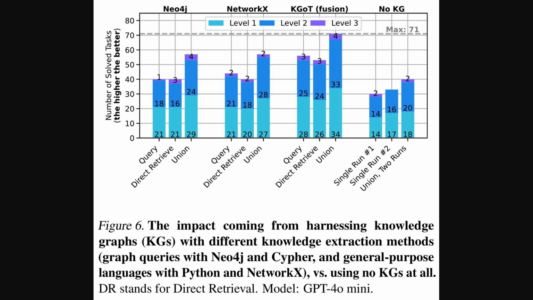Right, so building on those overall performance numbers, this figure really hammers home the value of the knowledge graph itself. It breaks down results using different graph backends like Neo4j and NetworkX, and different ways to get the answer out, like query or direct retrieval. But the crucial comparison is on the far right, the no-KG baseline. You can clearly see that all the KGoT approaches solve significantly more tasks, especially the KGoT method. It really shows that structuring the knowledge is key.